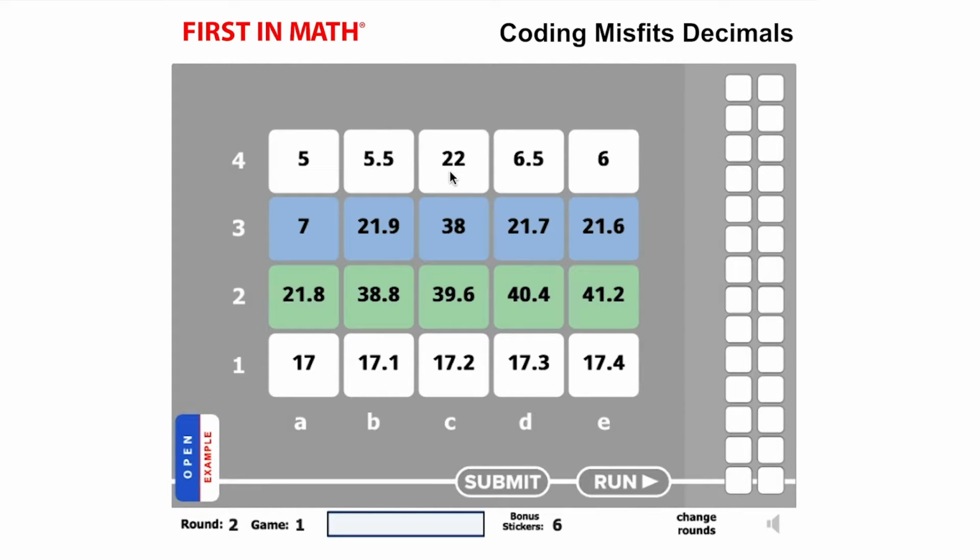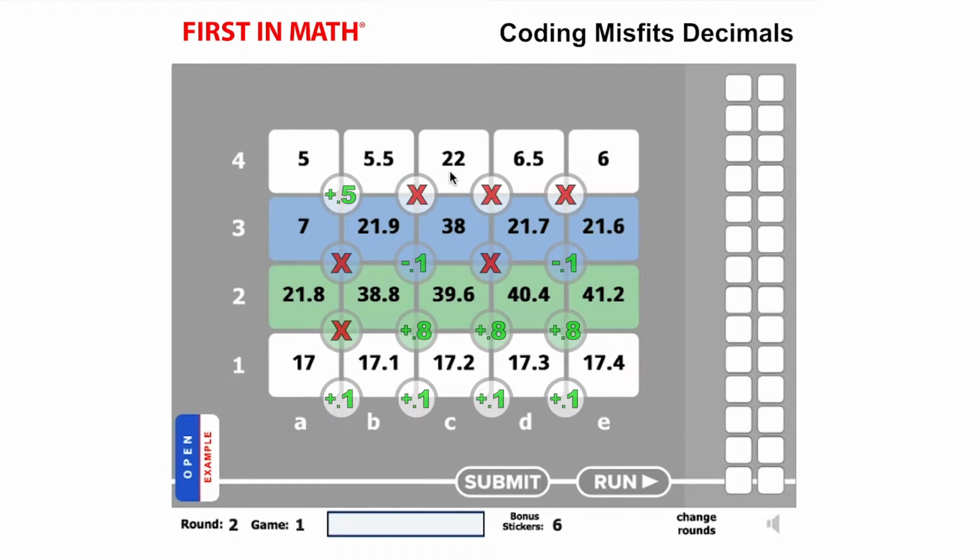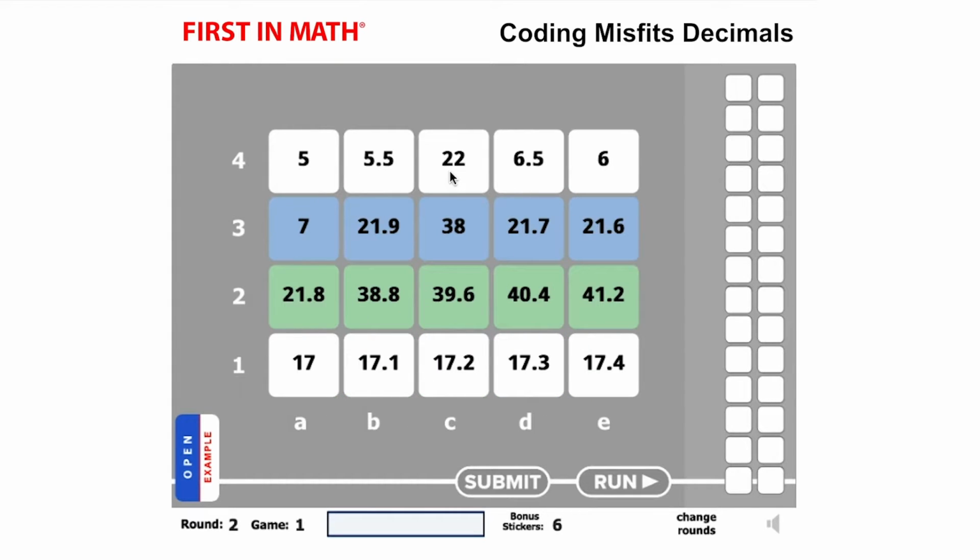When you begin, the playing board will appear with pattern bars containing 5 decimal numbers in each. Start by figuring out the sequence each pattern bar is trying to make. Here, in row 4 at the top, we notice right away that the 22 is out of sequence with the rest of these numbers. This is supposed to be a sequence adding by 0.5.